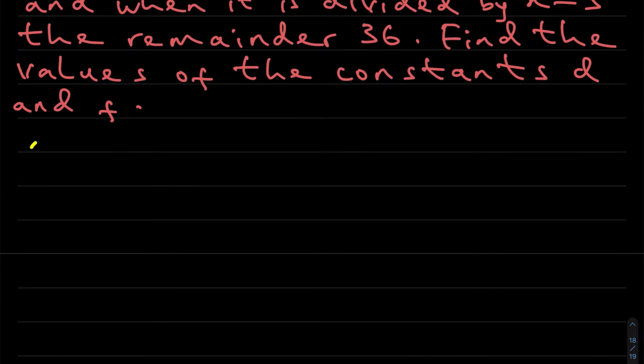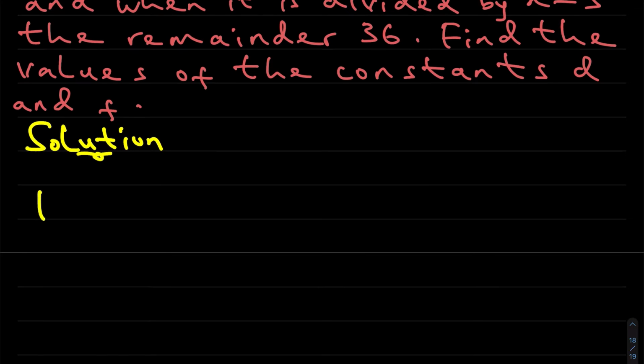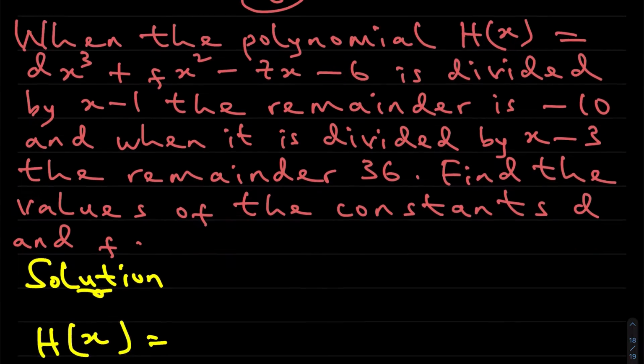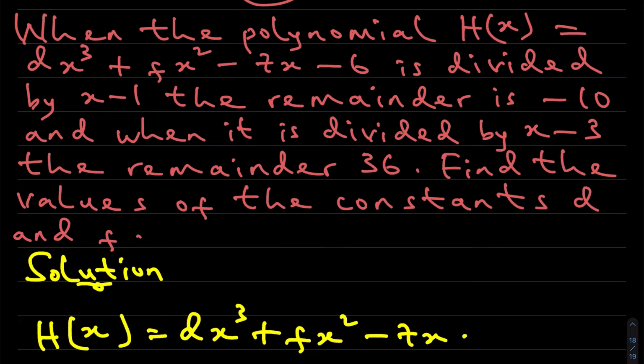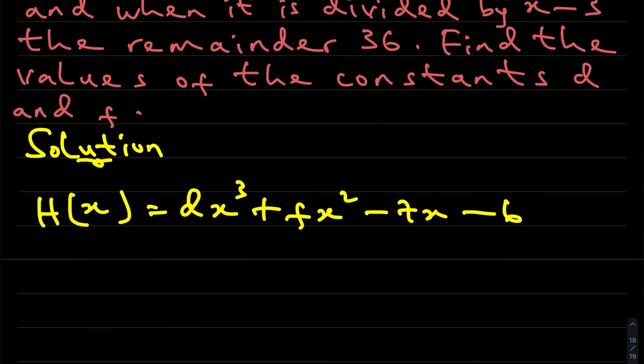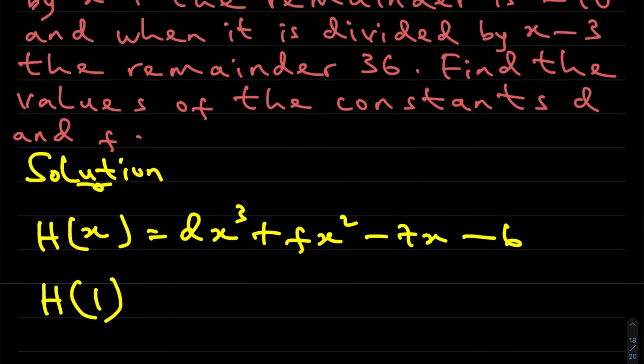Okay, let's go straight to the solution. The polynomial is h of x, and it's equal to dx cubed plus fx squared minus 7x minus 6. Now, when it's divided by x minus 1, the remainder is minus 10. That means the remainder is the same as h of 1, and the value of that remainder is minus 10.